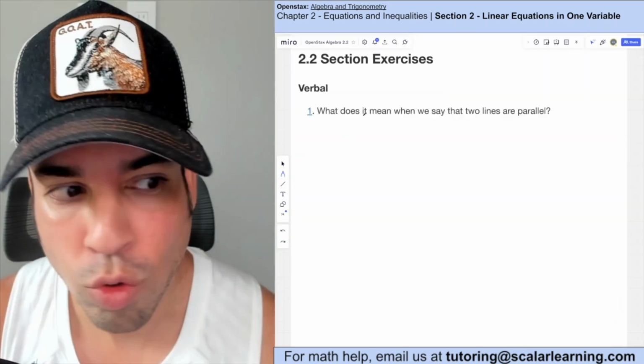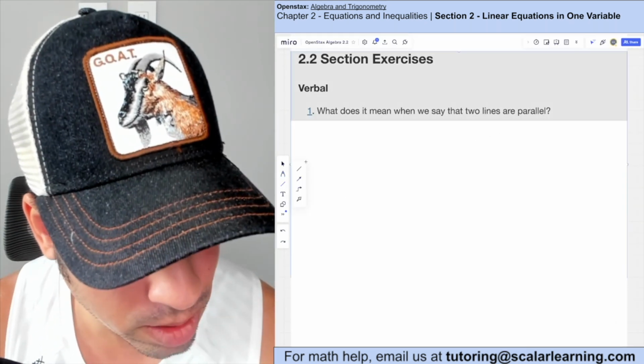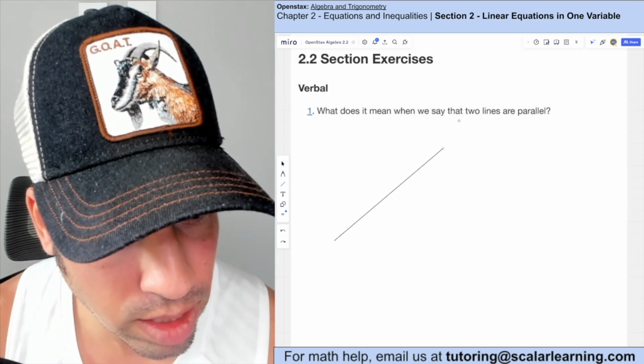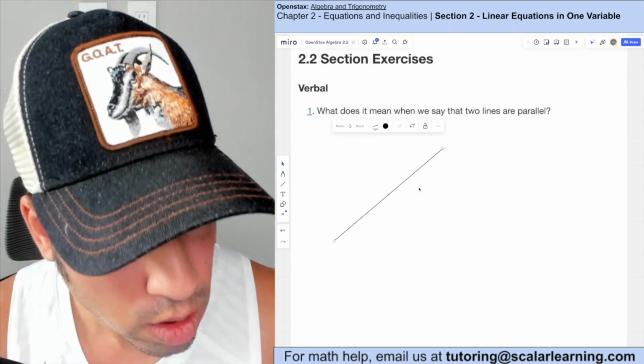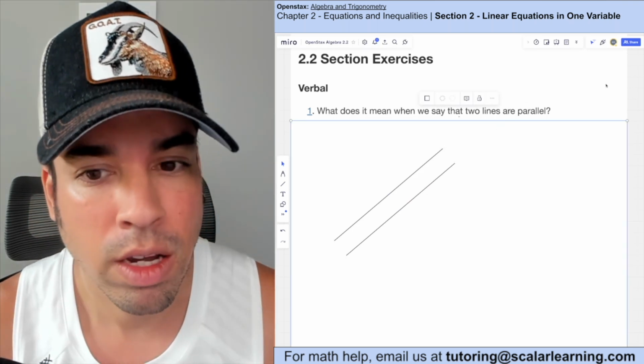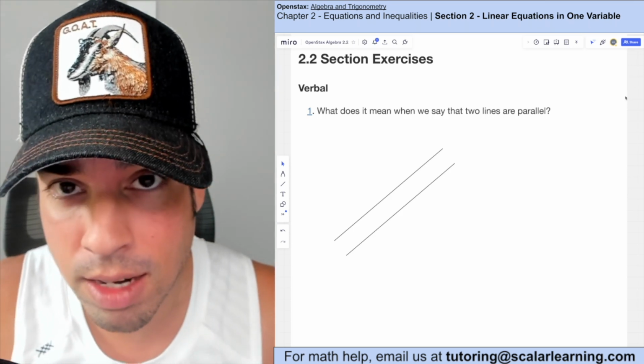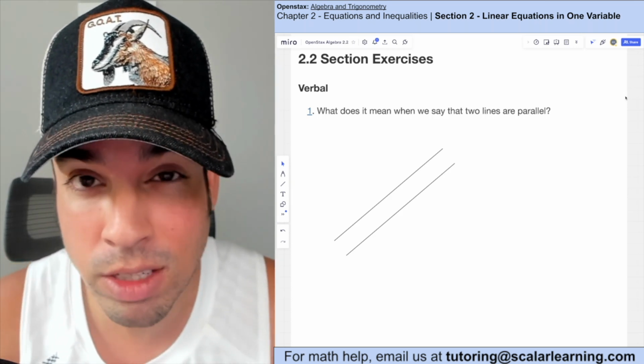Let's do it. So question 1, what does it mean when we say two lines are parallel? It means that they have the exact same slope. So if I were to draw two lines that were parallel, they would look like this. And also, an add-on to that definition is the fact that if we extend these lines on out forever and ever, they will never intersect.